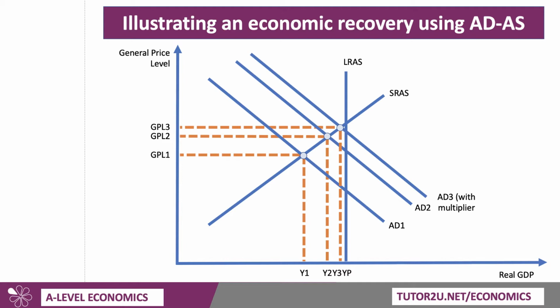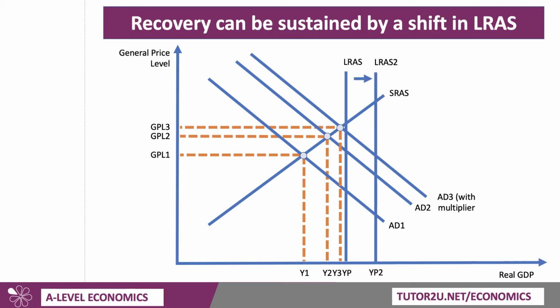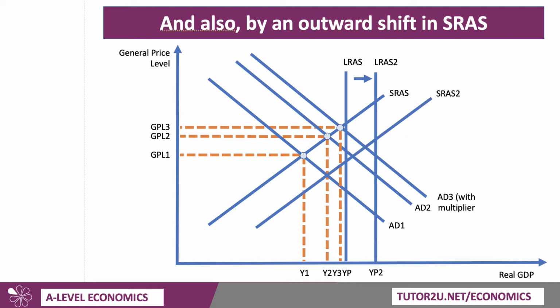And of course, over time, what you're hoping is that aggregate supply has shifted out as well. So you're hoping that the production possibility frontier will have moved outwards, that the supply side capacity is increased, and that helps to sustain a recovery. So most economic recoveries are initiated by a recovery in demand. Most recoveries are sustained by a shift in aggregate supply, either a long-run shift or, conceivably, an outward shift in short-run supply.